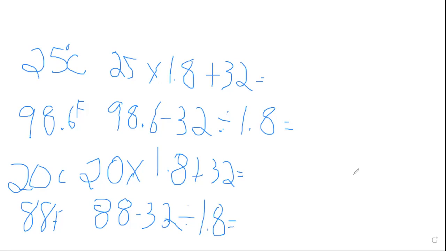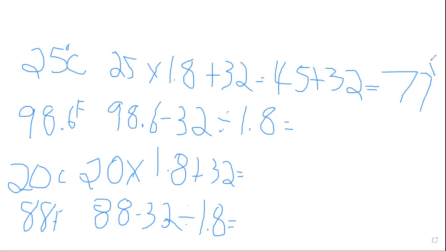Okay, so let's start with the first one. We have 25 times 1.8. That should have gave you 45. Plus 32 for a grand total of 77.